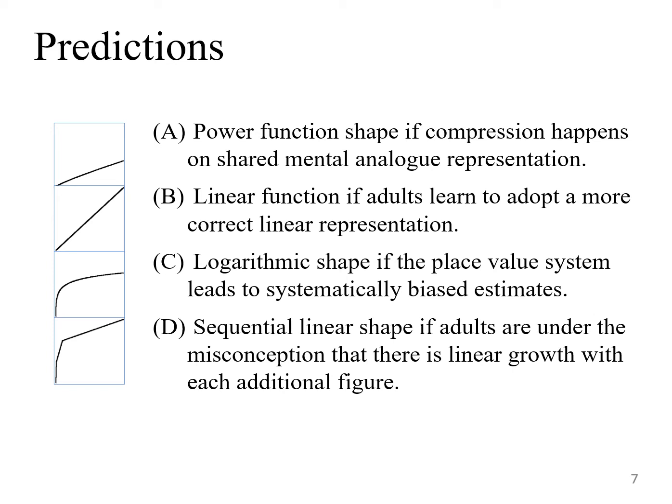B. If there is a developmental shift and adults become more linear with age, independent of the underlying place value system, we expect the estimates to be linear. C. If what we think is correct and the place value system systematically shapes magnitude estimates, adults will show logarithmically compressed estimates. And finally D, we also think that we can create a model that assumes linear growth for each additional figure, which will make good predictions.